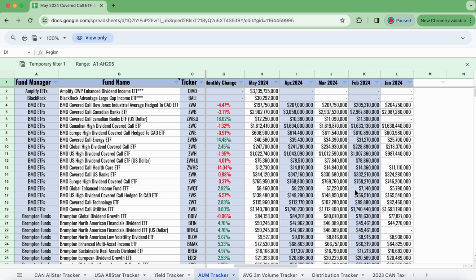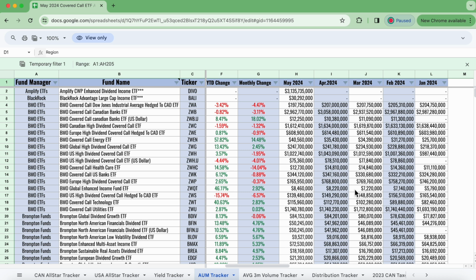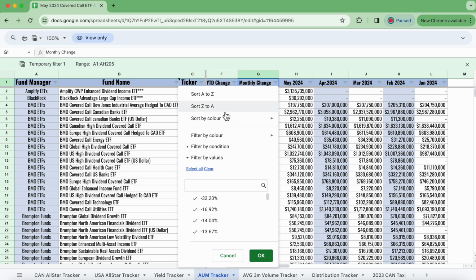Now AUM, the reason I like to track it is that I can see what funds are healthy, what funds are growing. It gives me a good indicator of how the entire CoveredCall ETF landscape is doing overall. I'll show you what I mean.